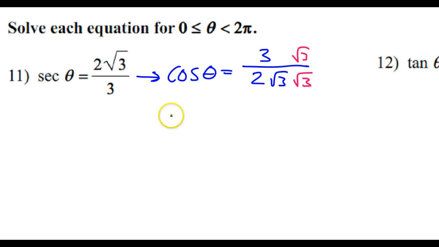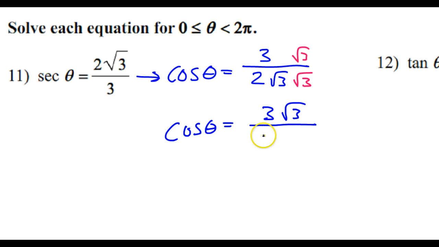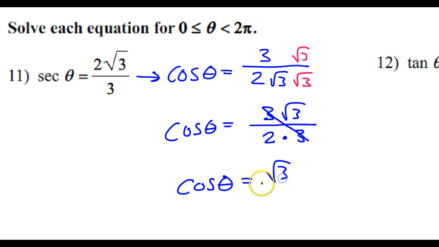So that's going to give me, let's see, cosine of theta equals, so I've got 3 radical 3 right now, and I've got my 2. Now radical 3 times radical 3 is just 3, like that. But now look, these 3's are going to cancel each other out. So that means I've got the cosine of theta is equal to radical 3 over 2.